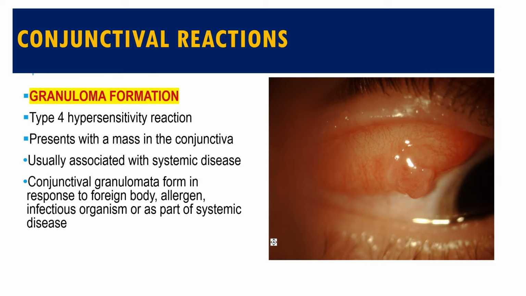Coming to the granuloma formation. So sometimes there will be a type 4 hypersensitivity reaction surrounding some foreign body. So that can also present as conjunctivitis. It is called a granulomatous conjunctivitis. Okay. So this hypersensitivity will present as a mass, and along with that, you will have this inflammation surrounding that. So it is seen in response to foreign body, sometimes allergens, and sometimes there will be a systemic disease which can also cause a granulomatous reaction.